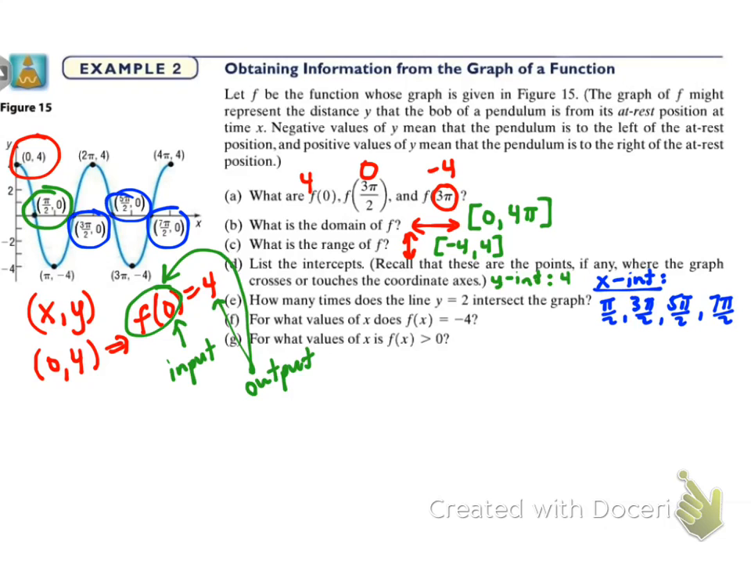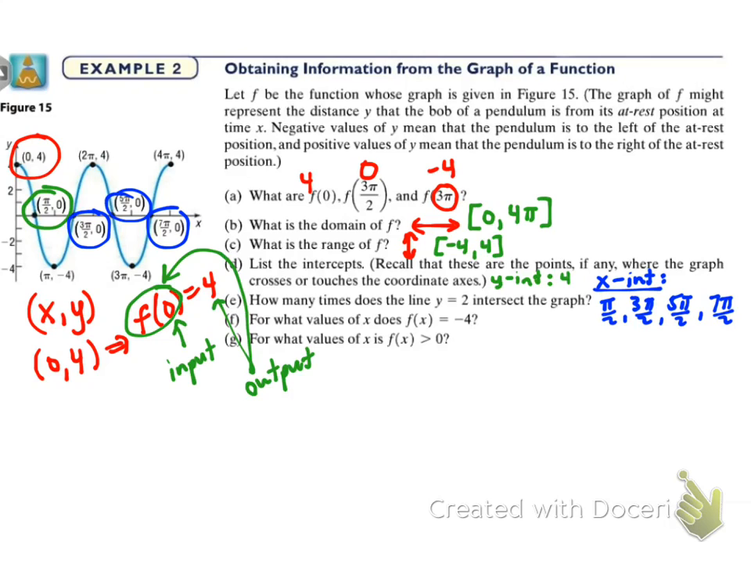If this graph kept going, if the domain were all real numbers for this cosine function, then we would have an infinite number of x-intercepts. Okay, so for part E, it says how many times does the line y equals 2 intersect the graph? Well, how many times does the line y equals 2 intersect the graph?